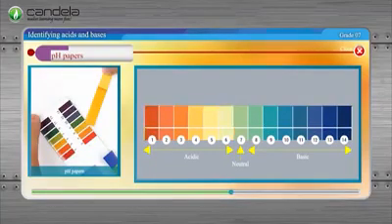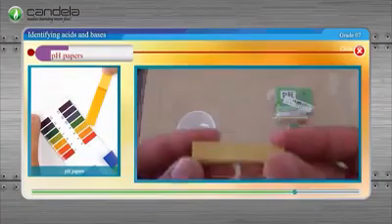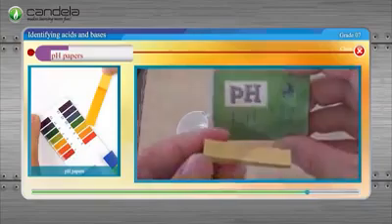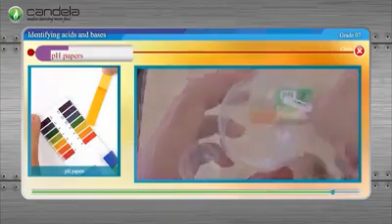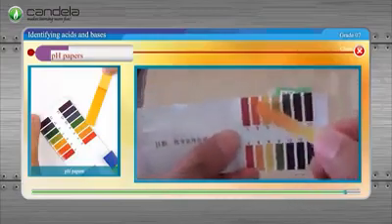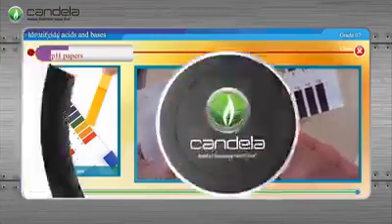Accordingly, red, orange, and yellow colors are given in the acidic medium, while dark green, blue, and purple colors are given in the basic medium. By dipping a pH paper in a solution, and comparing the color of that with the pH scale, we can identify the acidic, basic, and neutral properties of it.